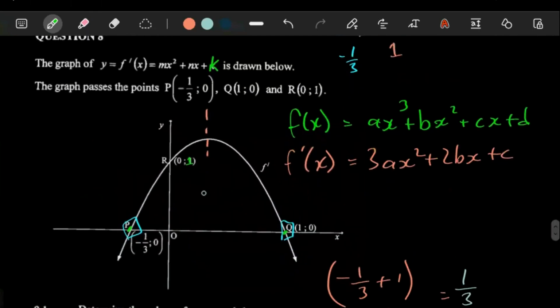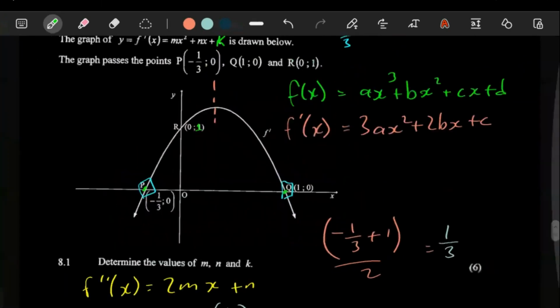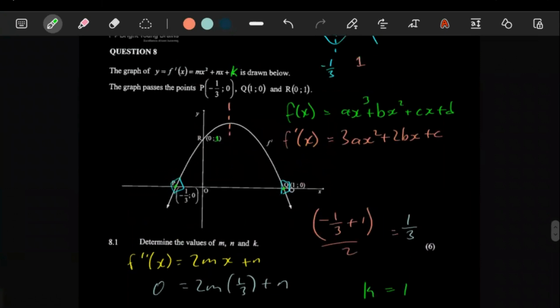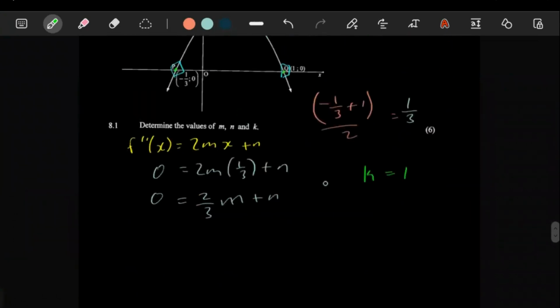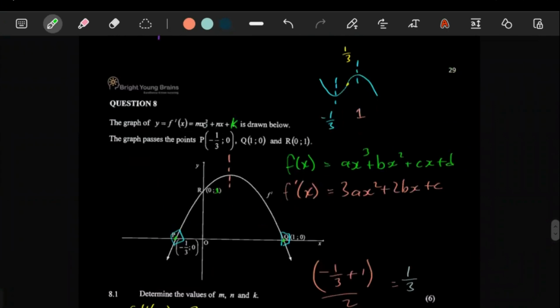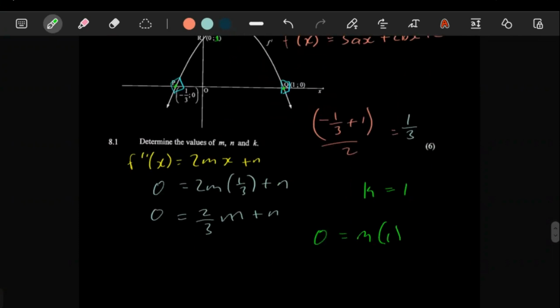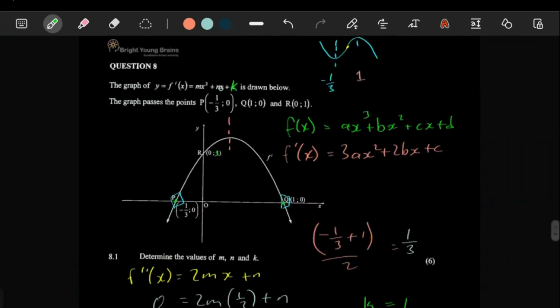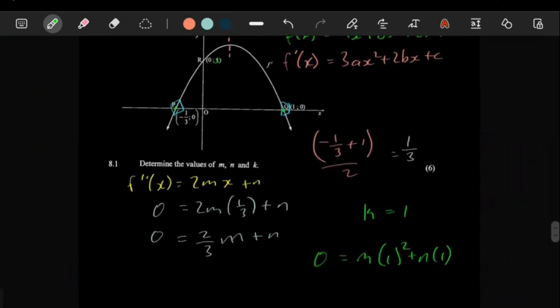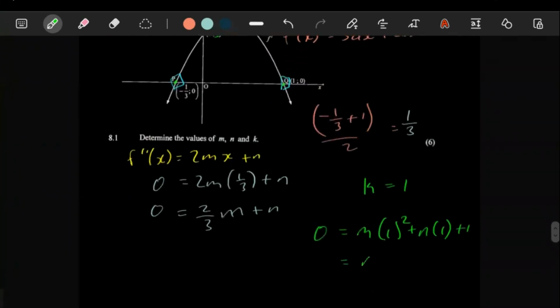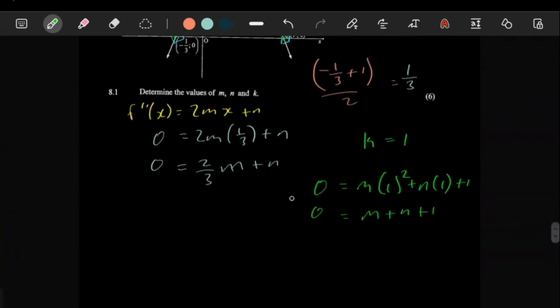That's easy because you can throw in any coordinate that the graph passes through. Let's put 1 and 0 into the equation. So if you put here the y value as 0, your x value is a positive 1. So this is like m with 1 squared, and then this is like n with 1, and then k is a 1 also. So many ones. So this is like m + n + 1 = 0. So we have two equations that have m and n.